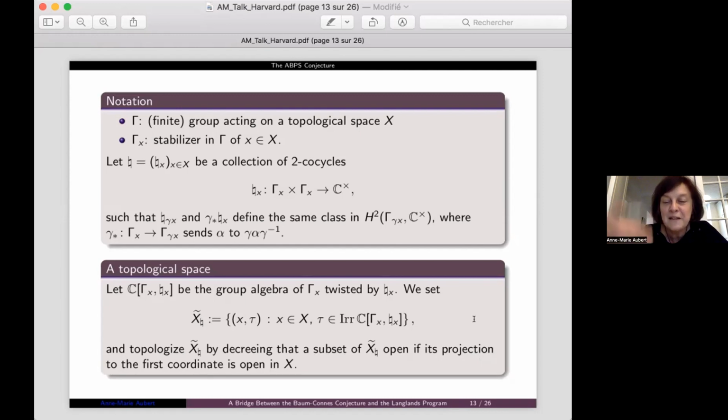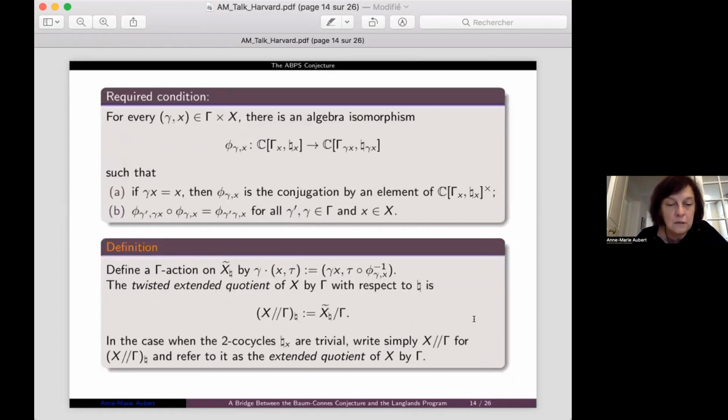But when you consider the quotient of that space by the action of Γ, you will get a space which is a kind of generalization of the Drinfeld double space. So we put some condition of compatibility when you have the twisted group algebra of Γ_x and the one of Γ_{γx}, with the action of some element γ. And then you define the twisted extended quotient just as a quotient of this space Γ̃_X by the natural action of Γ. So this is a notion of twisted extended quotient.